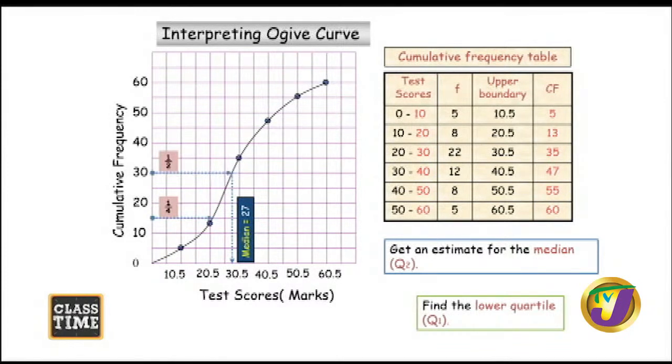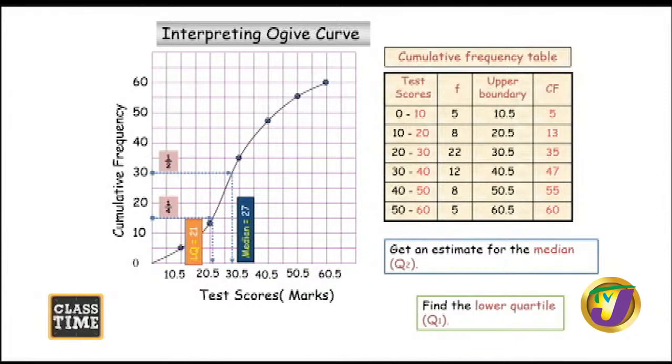So a quarter of 60 would give us 15. Again, 15 is just the position. Just the position. So, dotted line to the curve, down to the horizontal axis, that is approximately 21 marks.